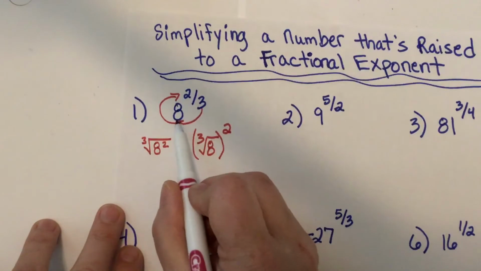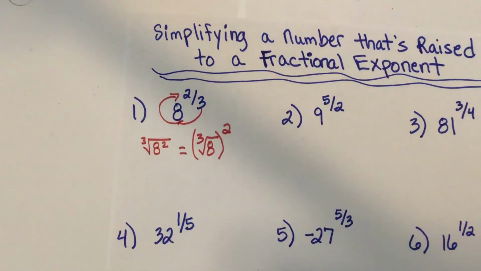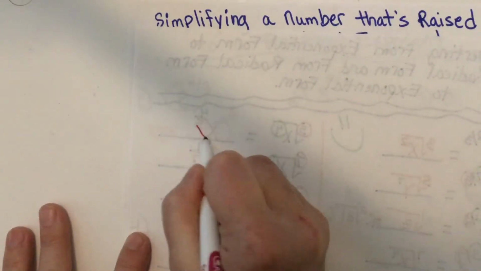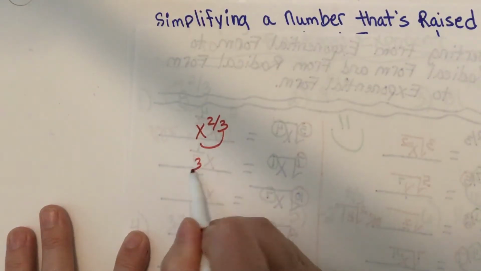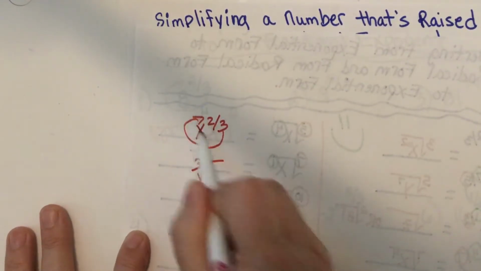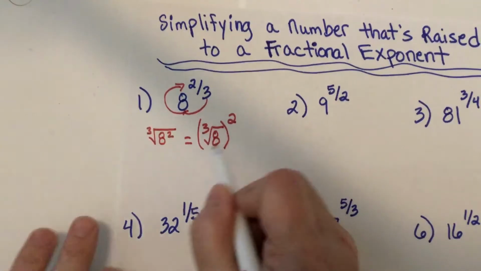So when I have numbers, I like to use the parentheses. If I just have letters, like if it would have just been x to the 2/3, then I would have just written cubed root of x raised to the second and called it a day. No parentheses. But when I do numbers, I like to have parentheses.